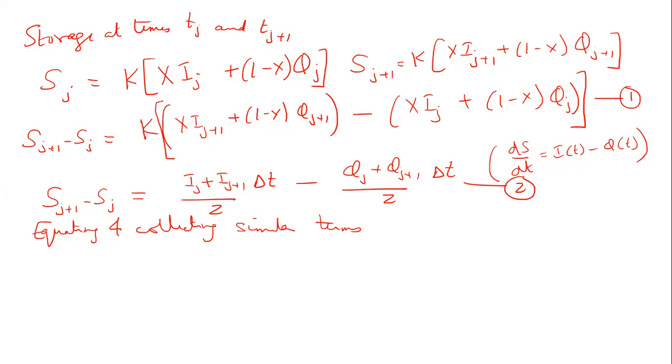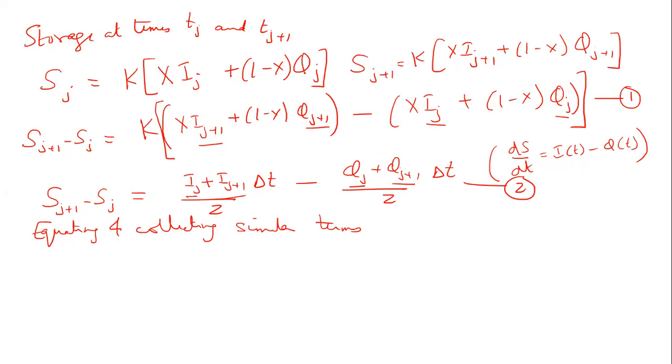There are only four terms. Yes, ij plus 1, both of them are known. qj, we'll assume it's known. qj plus 1 is the only unknown. If you look at these two equations, I have ij plus 1, qj plus 1, ij and qj. Same thing over here: ij, qj, ij plus 1, qj plus 1. Now qj plus 1 is the only unknown in both of these equations.